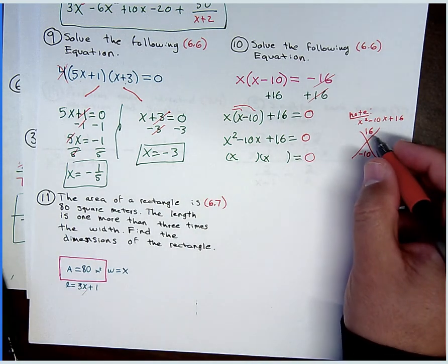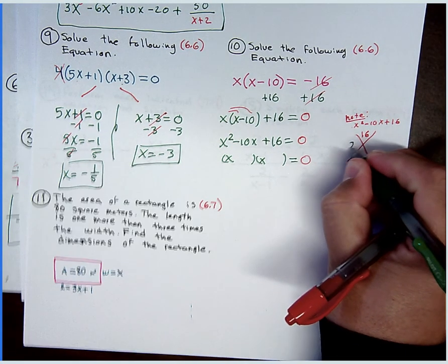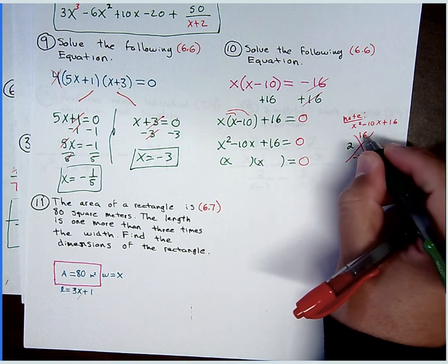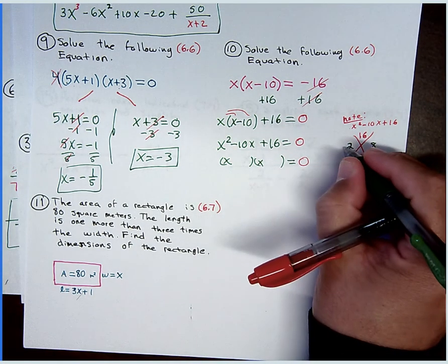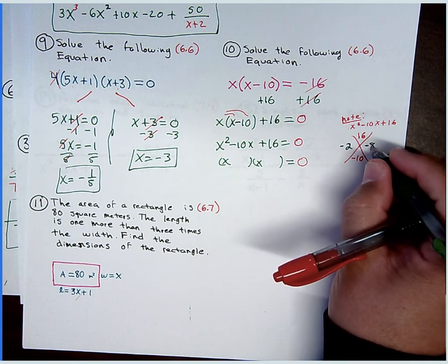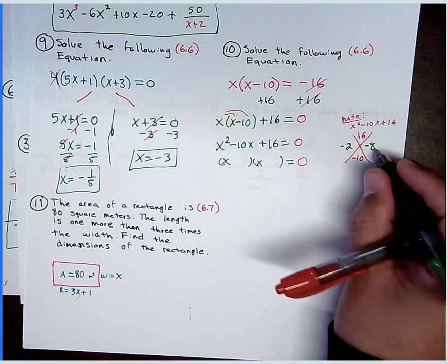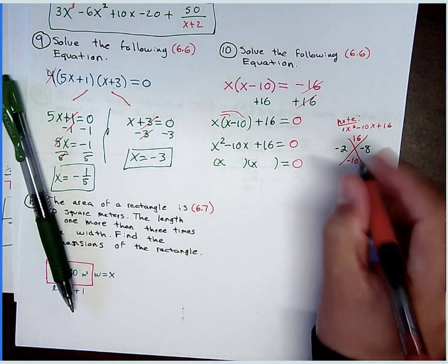So two factors that multiply to 16 would be 2 and 8. 2 times 8 gives you 16, but they don't give you negative 10, so that means both of them need to be negative. Negative 2 times negative 8 gives you positive 16. When you add them, they give you that negative 10. And then the leading coefficient, you put it underneath.